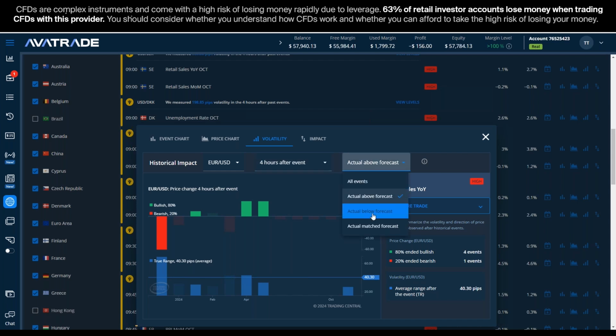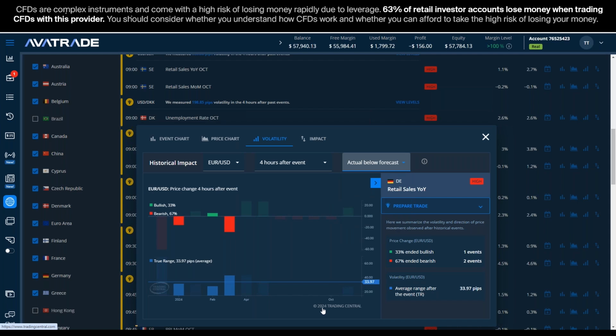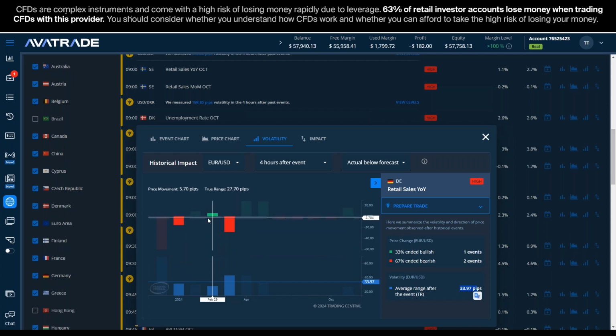What if it comes in below forecast? The opposite, right? Okay, worse than expected retail sales. We see the majority of the time, 2 out of 3 times, the euro dropped near 34 pips. Only once went up, and the one that went up very little compared to the ones that dropped. Okay, so again, you see an advantage in the opposite direction if the numbers come in the opposite way.